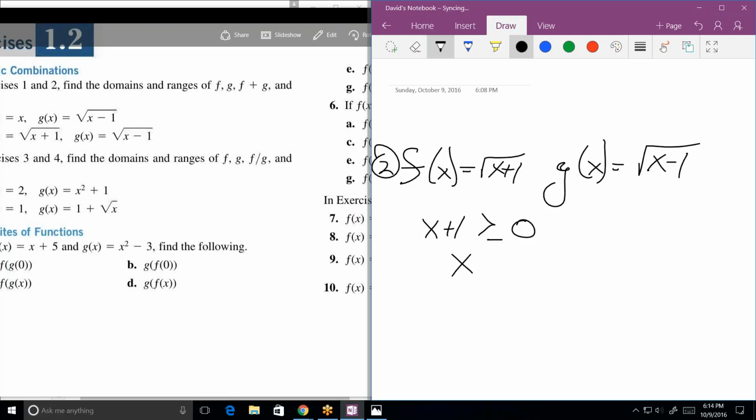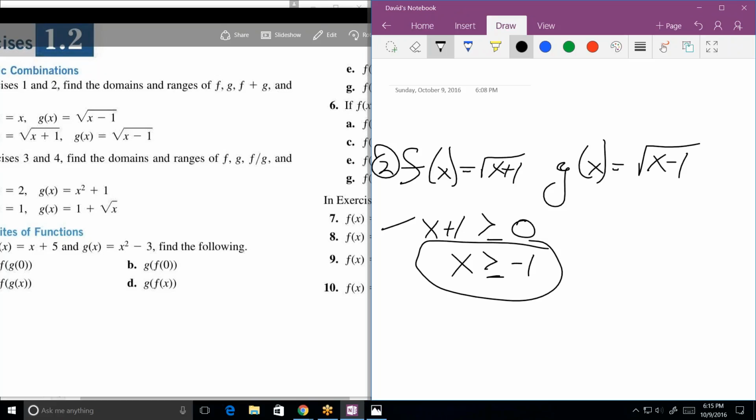So it'd be 1 over x plus, or square root of x plus 1? No. Solve this inequality. Oh. x plus 1 is greater than or equal to 0. How do I solve that? So would I bring the 1 on the other side with the 0? Okay. What's that mean? So that means x is greater than or equal to negative 1. That's your domain.